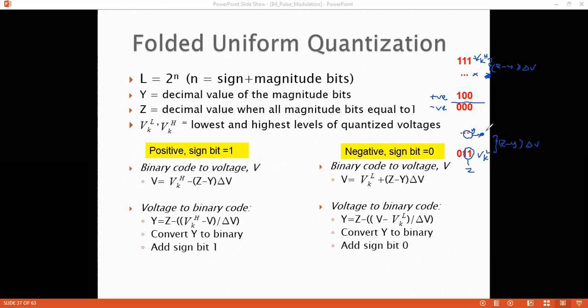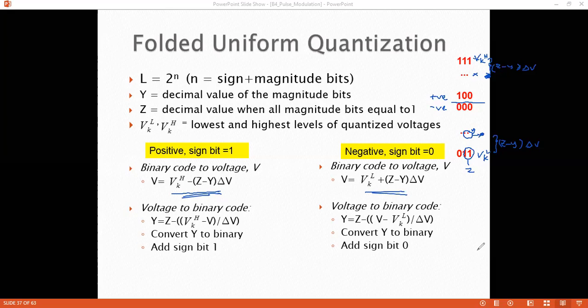So you have to remember, if our signal is negative, it's VKL plus Z minus Y times delta V. For positive, it's VKH minus, and we cannot do VKH plus because this is already the highest level. Of course we cannot go up, it's illogical. So VKH has to be minus, VKL has to be plus. VKH minus Z minus Y, VKL plus Z minus Y.